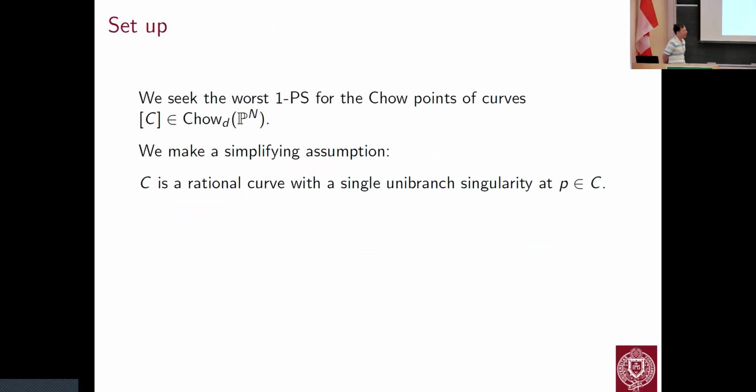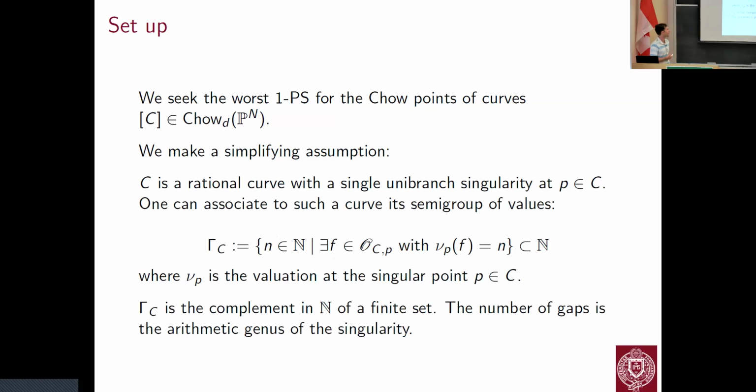All right, so to start, we made a simplifying assumption. You could ask a question about any singular curve at all, and we decided to start with something a little bit easier. So let's assume that we have a rational curve with one unibranch singularity. In this case, you get a semigroup that's naturally associated to the singular point. And so that's how we're going to phrase the rest of our discussion, all in terms of the semigroup of this singularity.